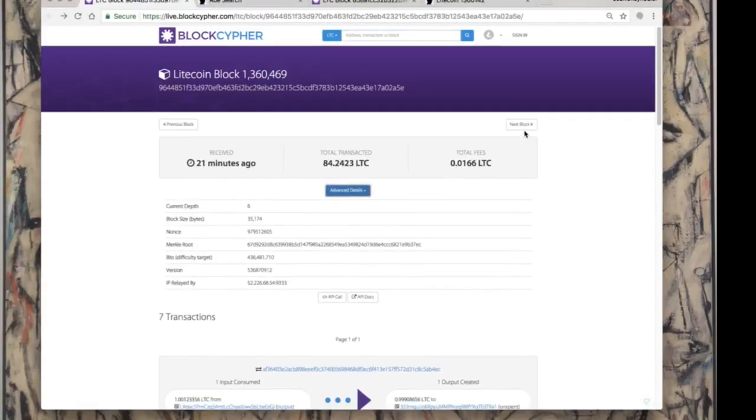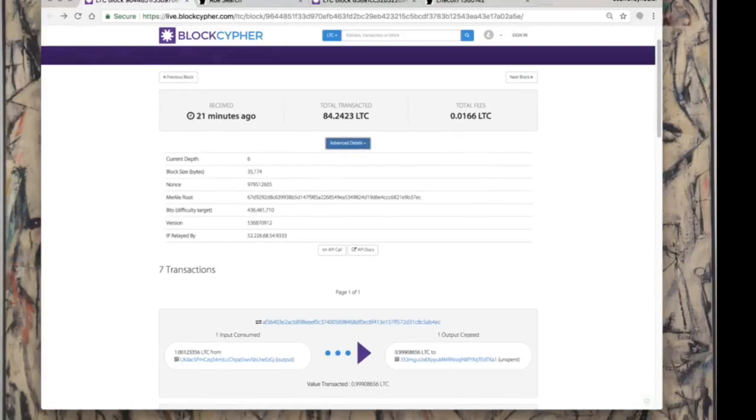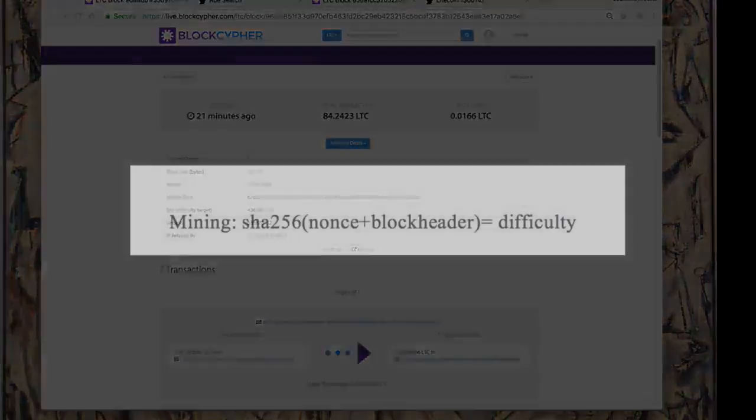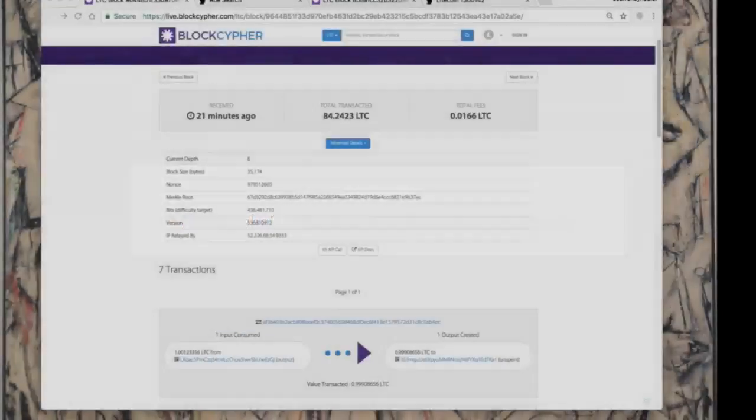So let's go to the advanced details for Blockcypher. Basically, there are things that are inside of a block header, and these are the details that you would see on a block header. So let me show you briefly what I'm talking about. In the process of mining, you hash the nonce plus the block header, and that equals the difficulty. The difficulty is what the Litecoin network gives you, and you're trying to solve below the threshold of the difficulty. And so you see the nonce and the block header, and that block header is composed of all the different things that we saw under the advanced details of Blockcypher.